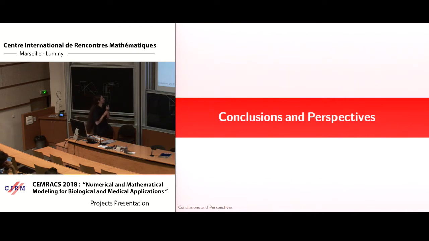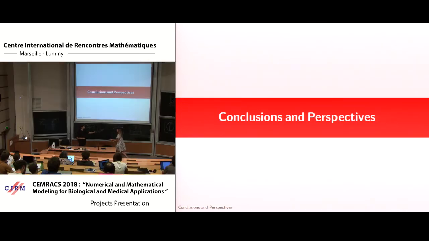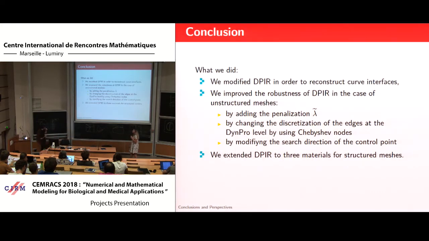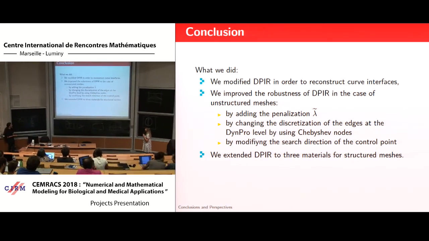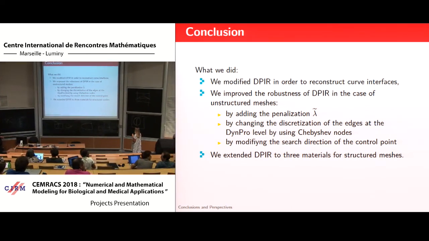So now we're going to conclude. Well, just to conclude briefly, just to remember you what we did. So the first thing was that we modified the peer in order to reconstruct curve interfaces. So we added this curve. We improved the robustness of the peer in the case of unstructured meshes, just by what Igor explained. And then we found a way to extend the peer in the case of three materials for the Cartesian meshes. So we are still working on the structured one.